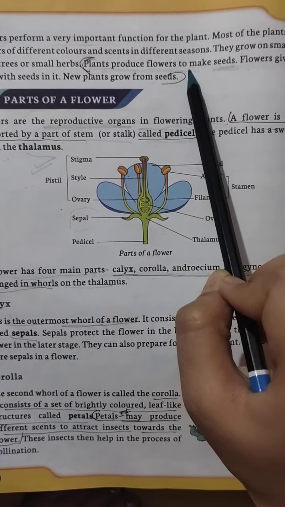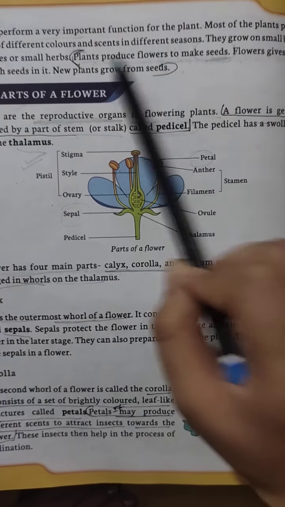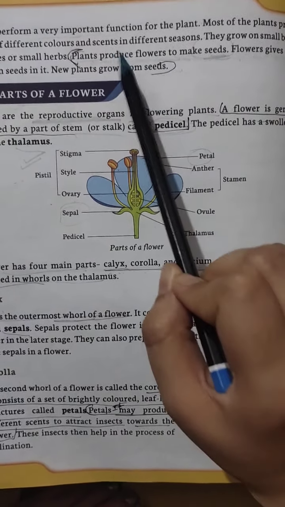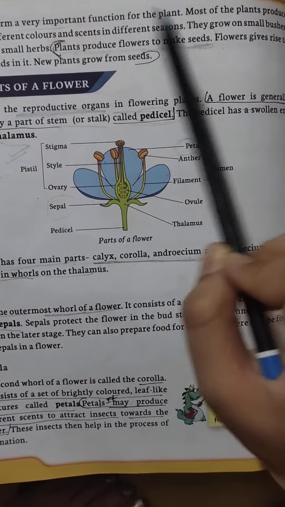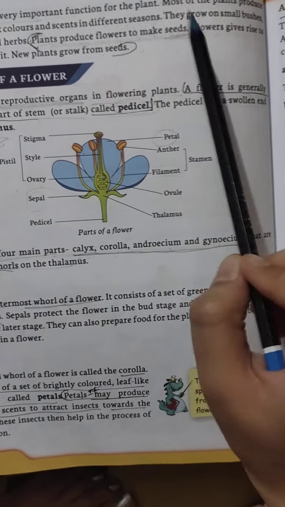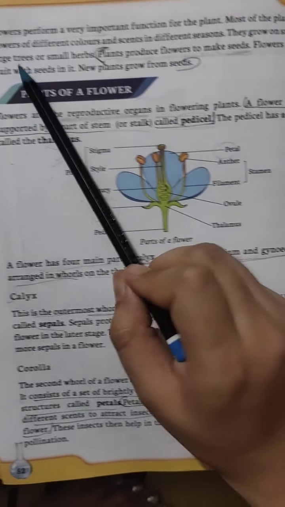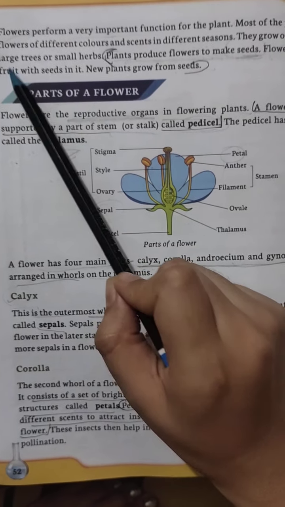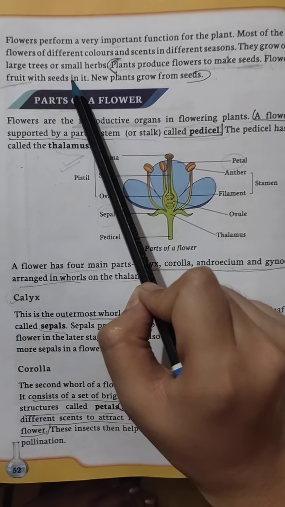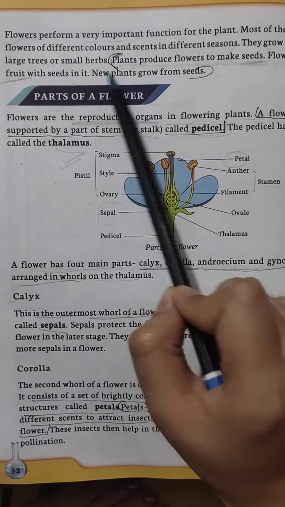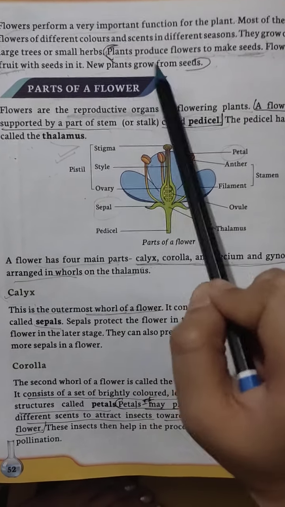Plants produce flowers to make seeds. Why do plants produce flowers? They produce flowers to make seeds, because flowers only make seeds, and these flowers give rise to fruit, and those fruit have seeds, and that seed is useful in growing new plants.